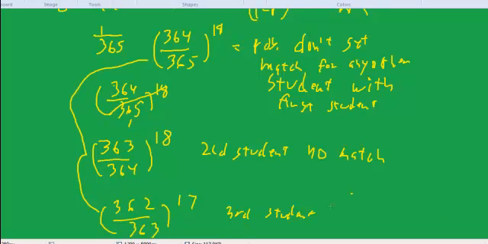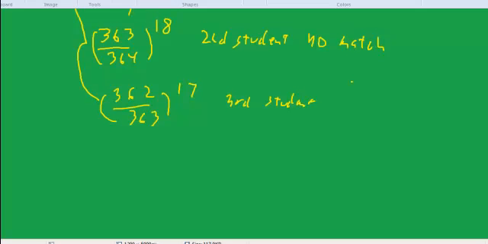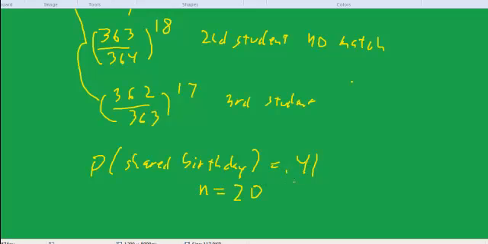So we see that our final answer is that there is a 41% chance that we'll get a match with the birthday. So that's probability of finding a shared birthday equals about 0.41 in a class with 20 students. Okay, and that's it.